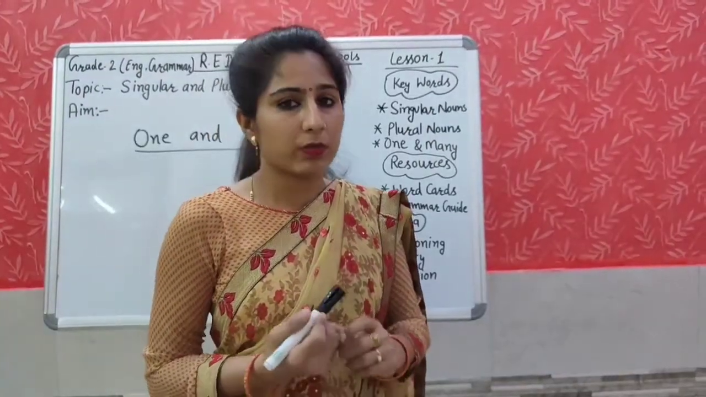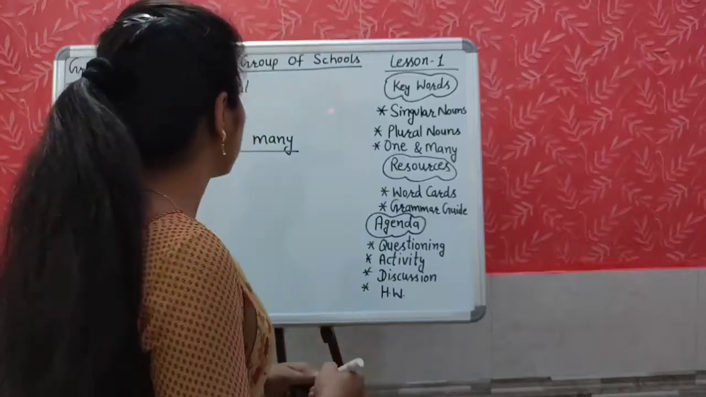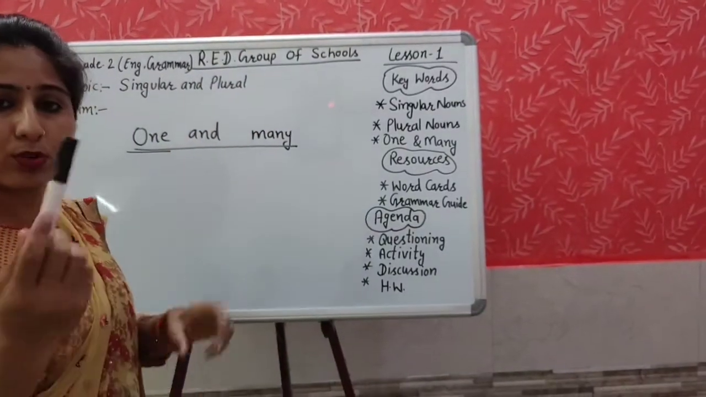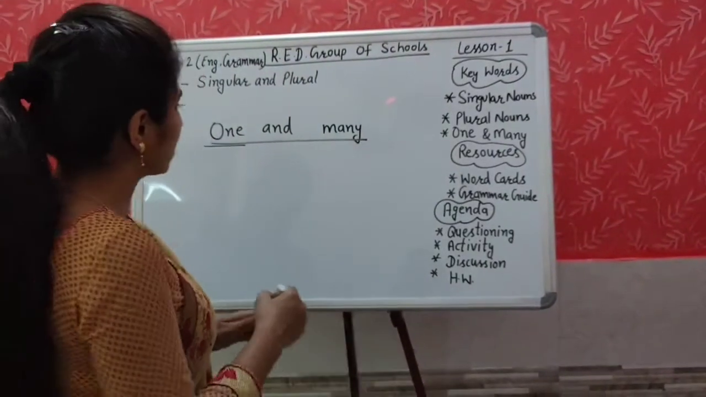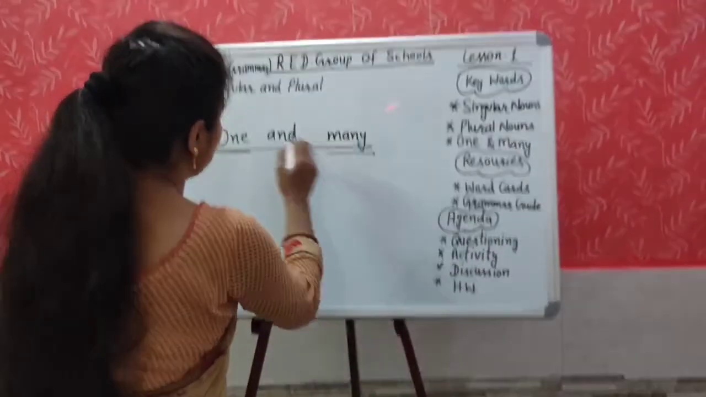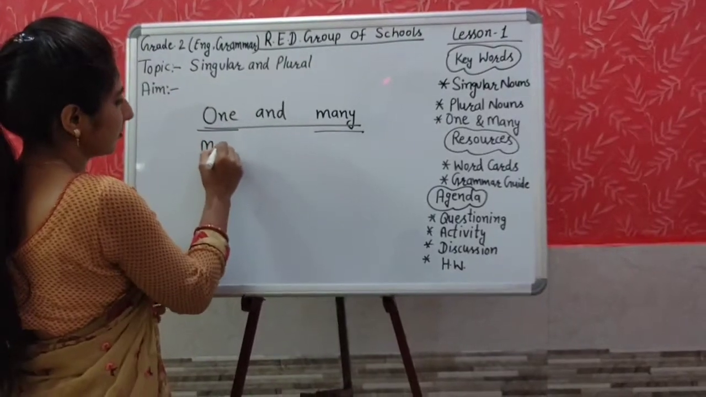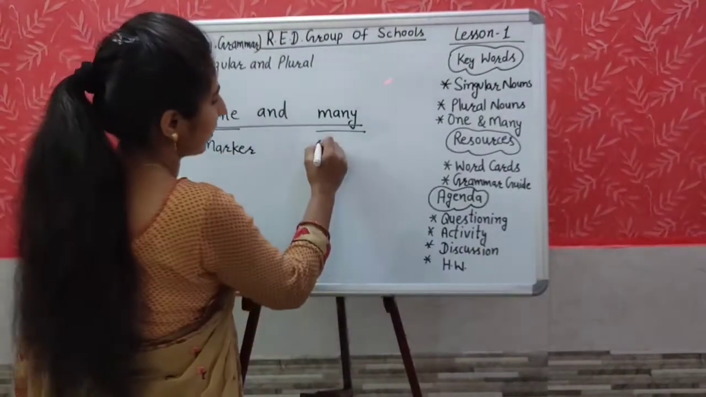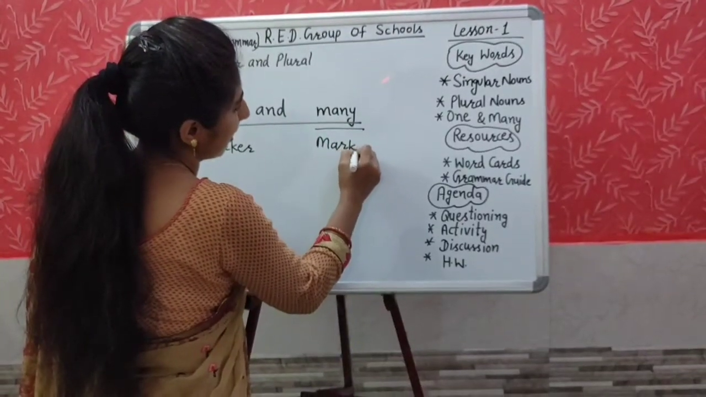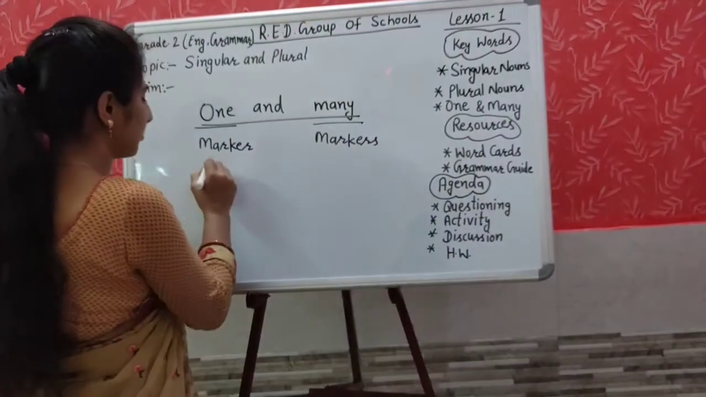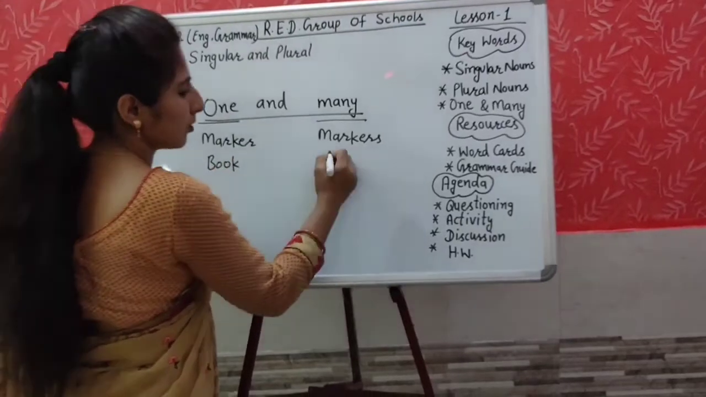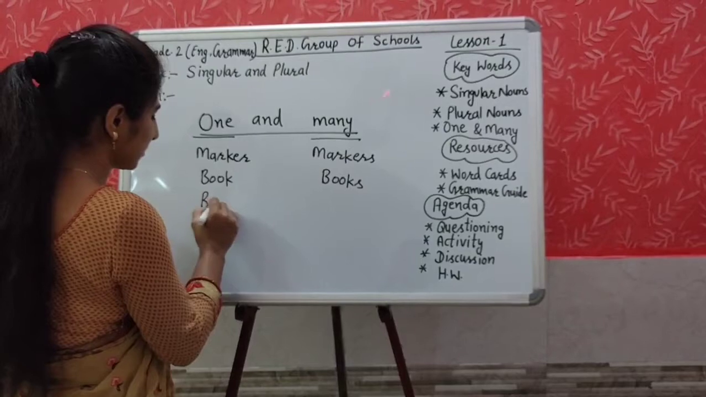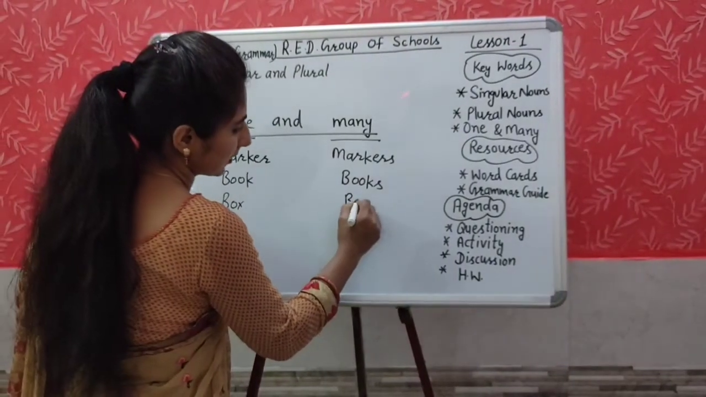So students, what are we going to learn today? I have shown you one marker, and more than one also. Those were many. One marker. If many are there, then what do we write? Markers. One book, books. Box, boxes.